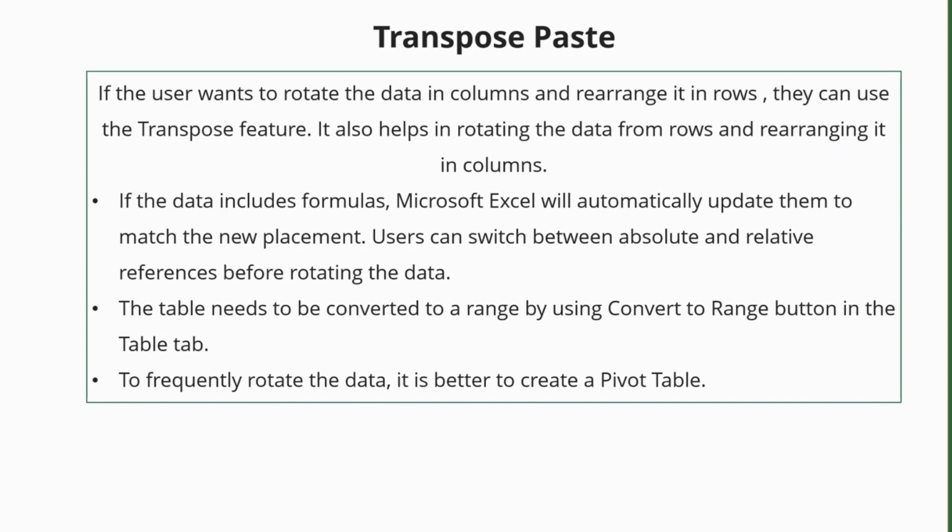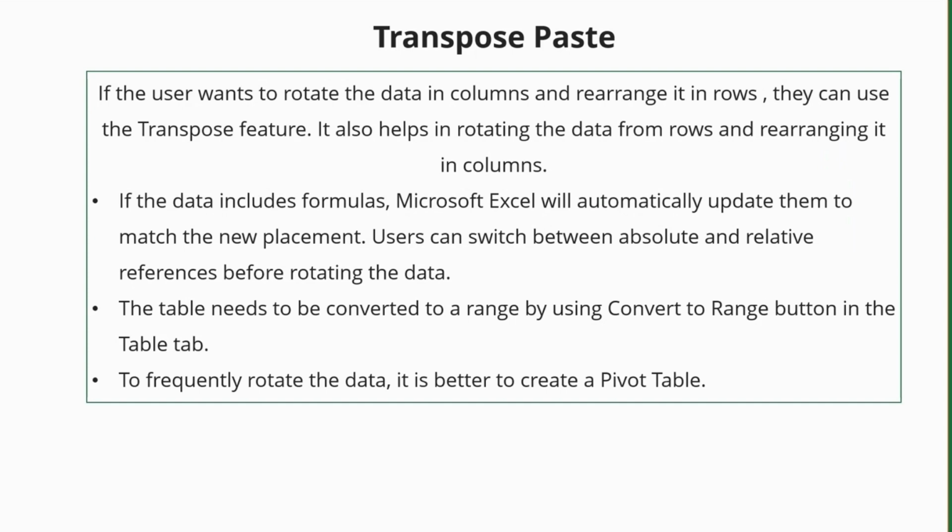Similarly, let's say you want rows data to be shifted, for example, you want to see the number of classes happening in each subject, which is there already in the rows because you have created a timetable of the class schedule. Then you can use transpose paste to make it into column data and all the columns will shift to rows. Okay. If the data includes formulas, Microsoft Excel will automatically update them to match the new placement.